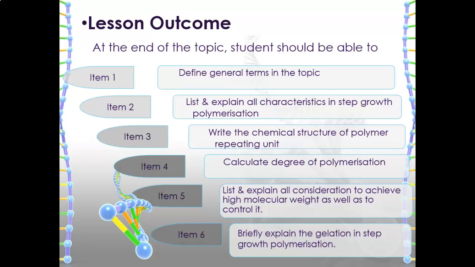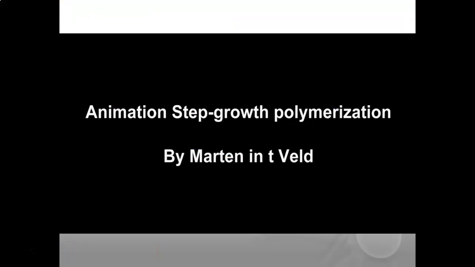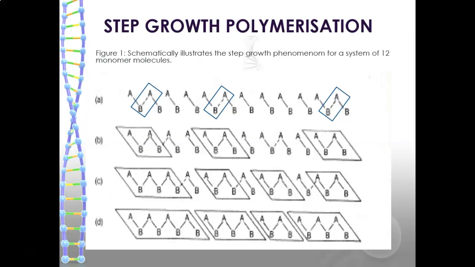So at the end of the topic, students should be able to define general terms in the topic, list and explain all characteristics in step growth, write the chemical structure, calculate the DP, list and explain all considerations to achieve high molecular weight as well as to control it, and briefly explain the gelation in step growth polymerization. Now we look at the animation of step growth polymerization by Martin Intivel.